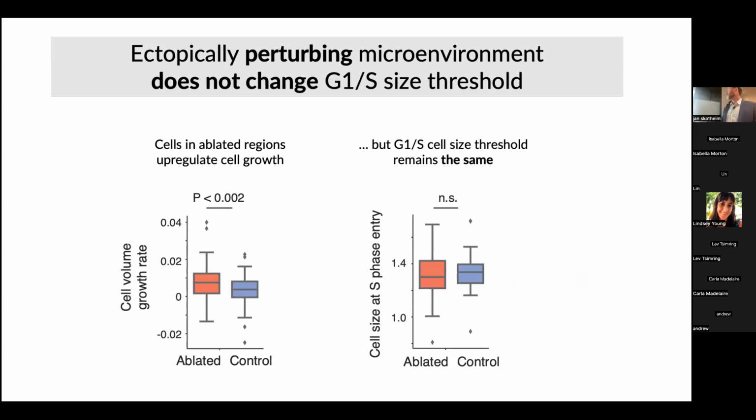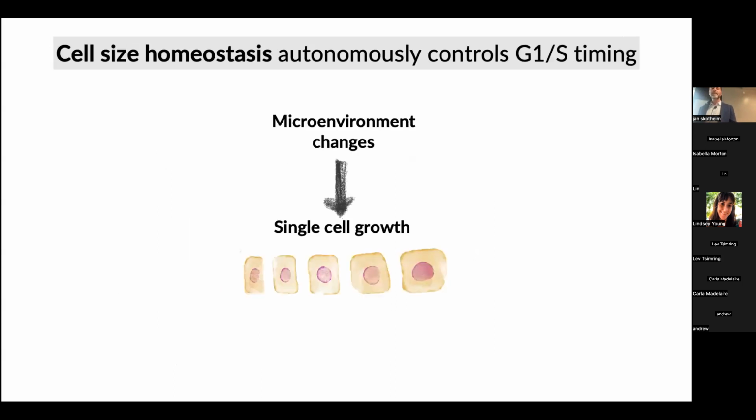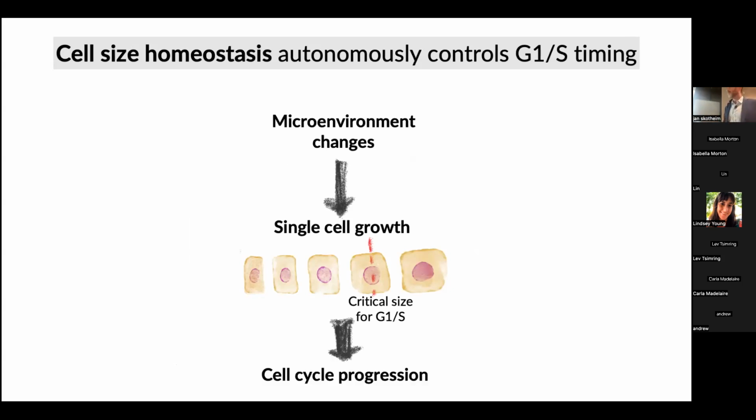However, we don't see any difference in the critical size at which they go through the G1S transition. So they increase their growth rate a little bit, but the critical size of G1S remains the same. And that's pretty consistent with this picture, right? Where the microenvironment changes regulate growth rate, and cell growth then gets partitioned using a cell autonomous size control mechanism at G1S, driving cell cycle progression, right?